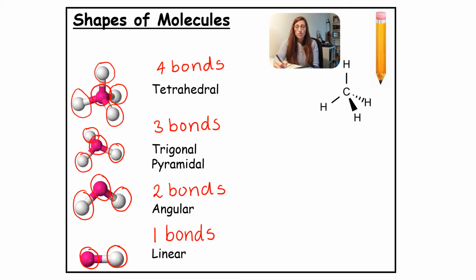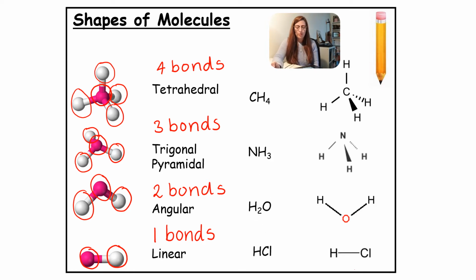For tetrahedral molecules, an example would be methane, which is a carbon atom with 4 hydrogens surrounding it. That would adopt a tetrahedral shape. Ammonia is an example of a trigonal bipyramidal shape. Water is an example of an angular bonded molecule. And hydrogen chloride is an example of a linear bonded molecule.